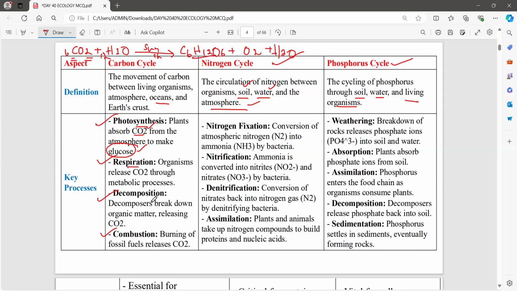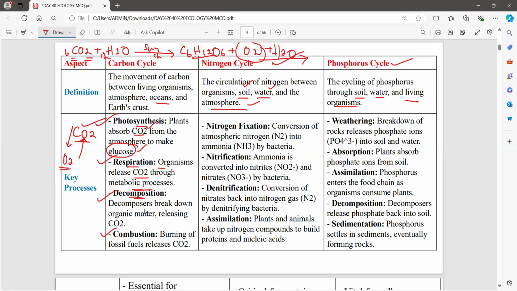Now the second thing will be the respiration. In respiration, organisms release carbon dioxide. This is the oxygen released by the plants through the process of photosynthesis. This oxygen is taken by the human beings. Now the human beings are taking the oxygen and releasing the carbon dioxide. Here they are producing the carbon dioxide through the metabolic process. Right?